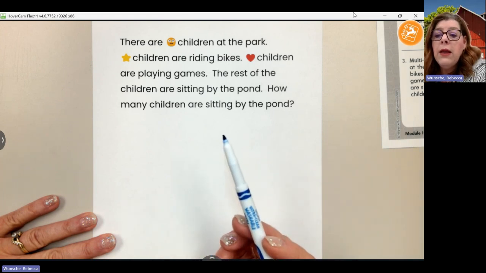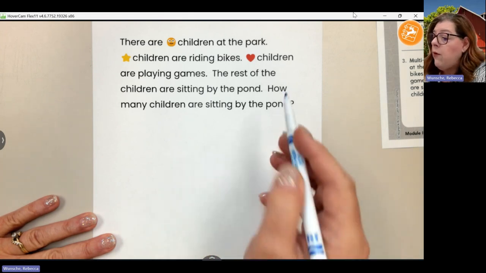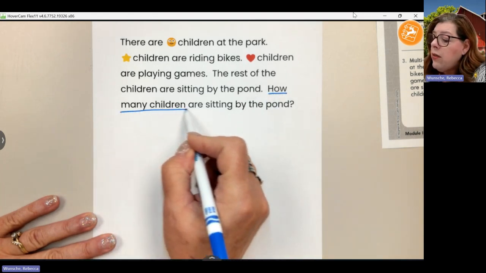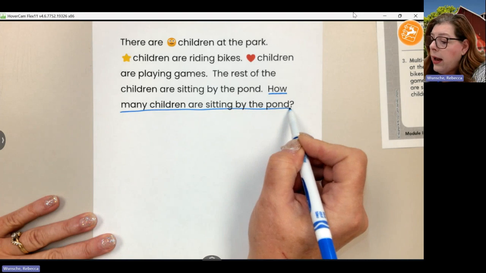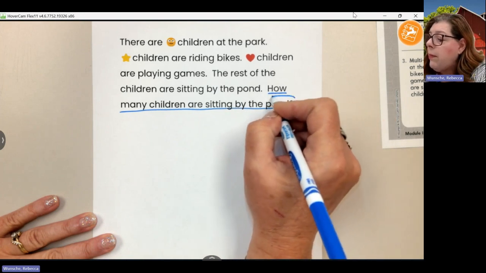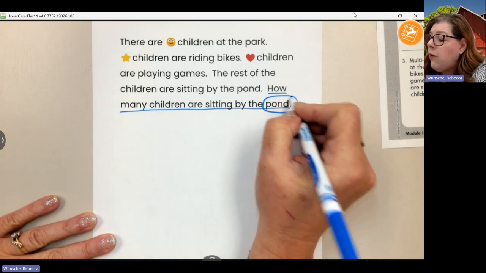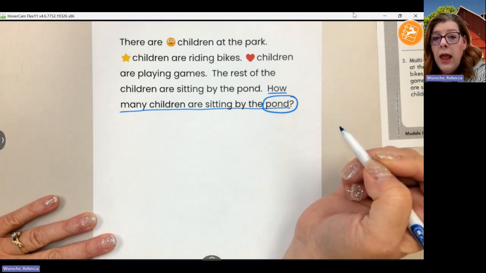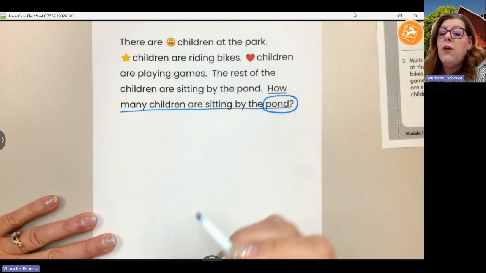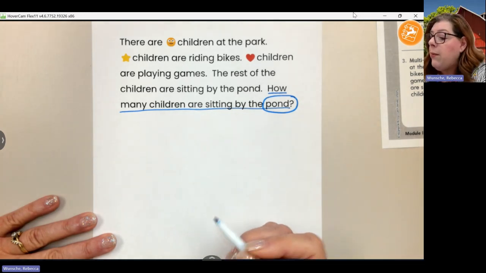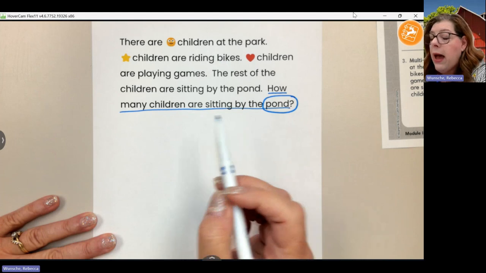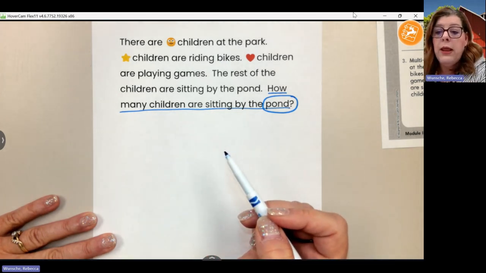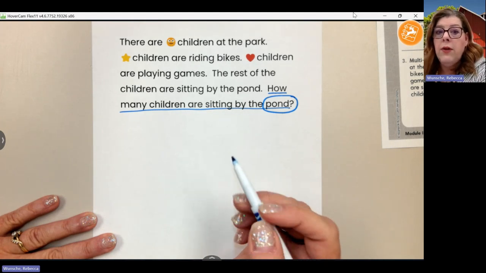And I also want to think about the question that I'm looking for. And I like to underline the question. How many students are sitting by the pond? So I'm going to circle this word pond because really what I'm looking for is I'm looking for the students by the pond. So now I'm going to do some detective note-taking. I'm going to go through this problem one sentence at a time. I'm going to learn things and I'm going to write some notes like a detective would when he learns things at the scene of the crime.